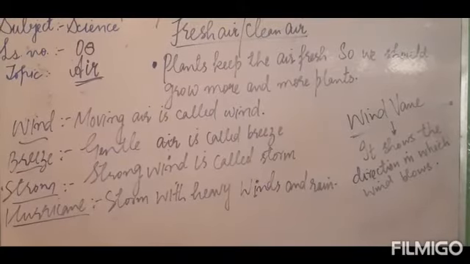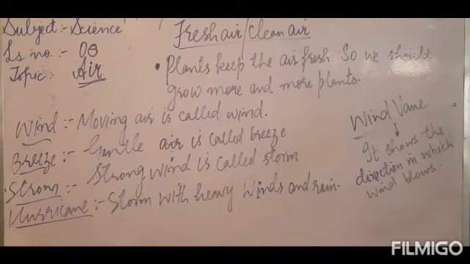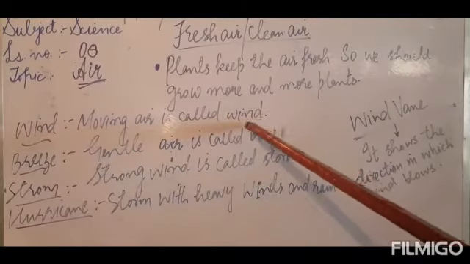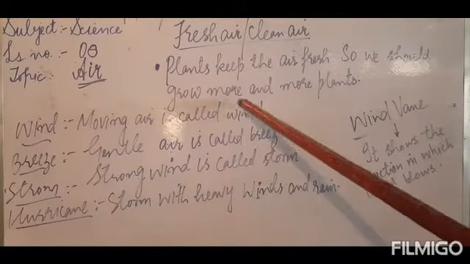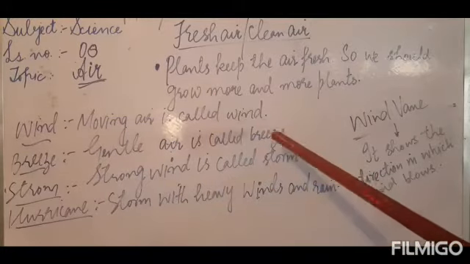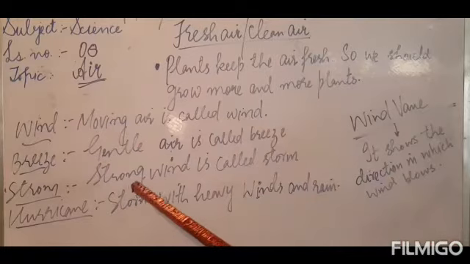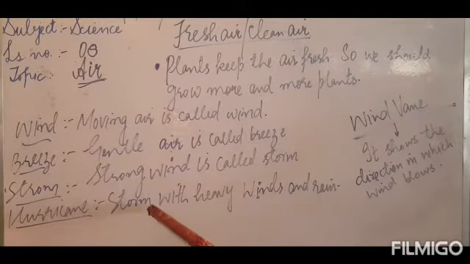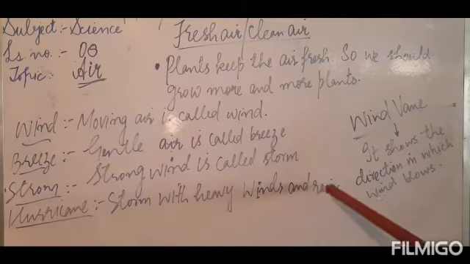Now, there are a few terms which are associated with the air. First is the wind. Wind is the moving air. Moving air is known as the wind. Breeze is the gentle air. Storms are strong winds. There is also hurricane, that is the storm with heavy winds and rain.